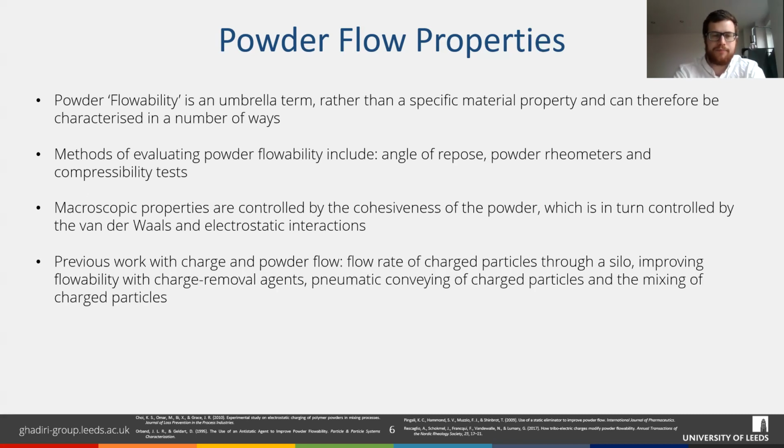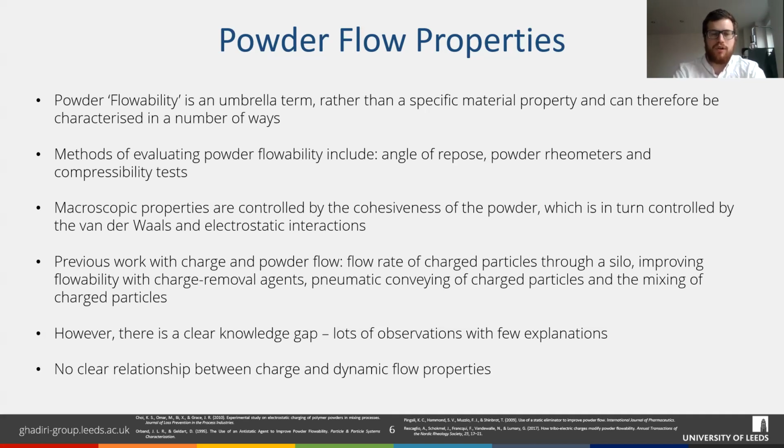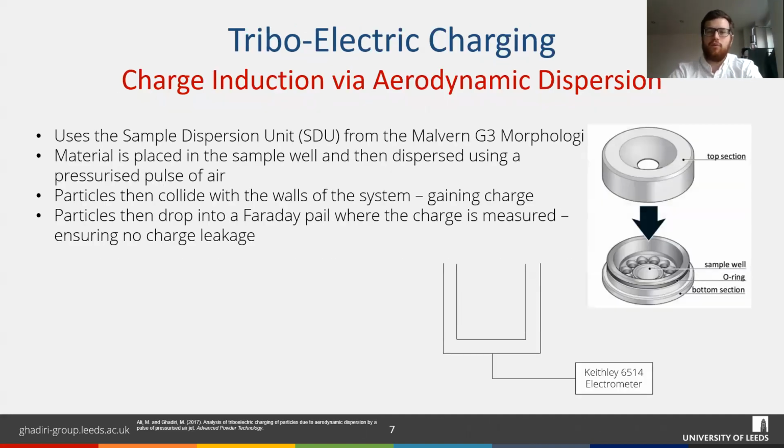So previous work with charge and powder flow has looked at flow rates of charged particles through a silo, trying to improve flowability with charge removal agents, and the pneumatic conveying and mixing of charged particles. But there's been a lot of observations with quite few explanations, leading to quite a clear knowledge gap. And there's no clear relationship between surface charge and the dynamic powder flow properties. So the method that we use to induce charge here at Leeds is something called charge induction via aerodynamic dispersion.